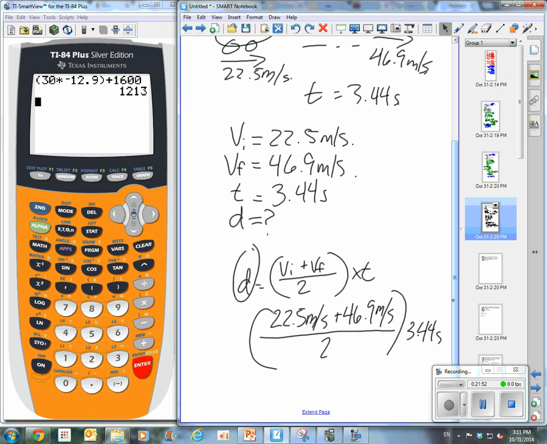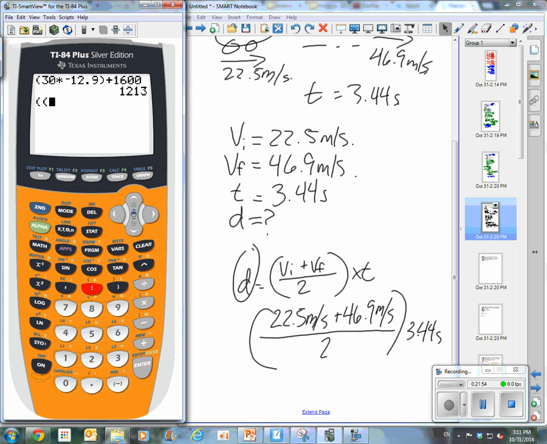All right, so I've got 22.5 plus my 46.9 bracket. All of that is divided by 2. I'm going to close that up because all of that needs to be multiplied by 3.44. Oh, sorry, I guess I didn't put my multiplication in there. Multiplied by 3.44. All right, so enter.